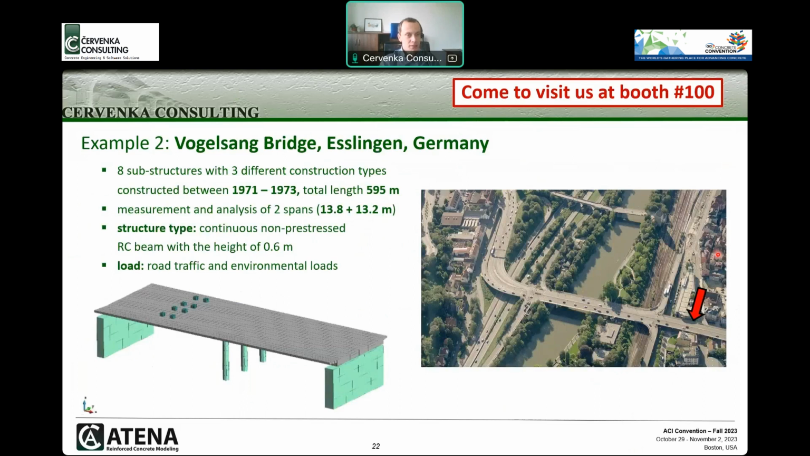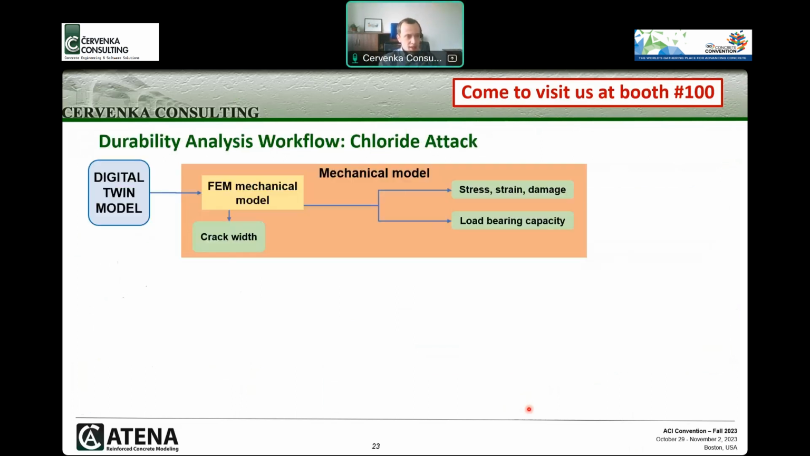Another example is a bridge in Germany. You can see the whole bridge structure on the photo on the right. We focus on two spans in this location. It's a reinforced concrete bridge with a span of approximately 14 meters. And in this case, we actually applied our durability model, which starts with the mechanical model as shown in here.